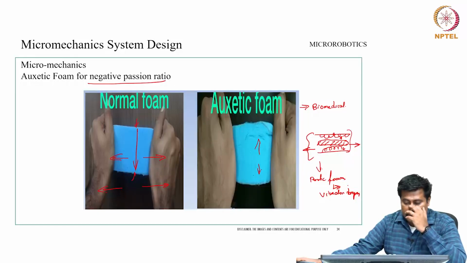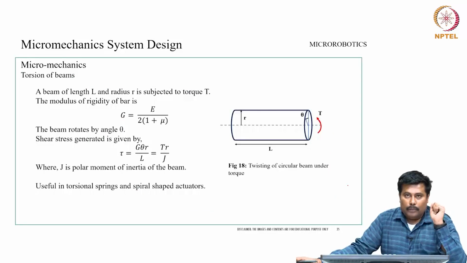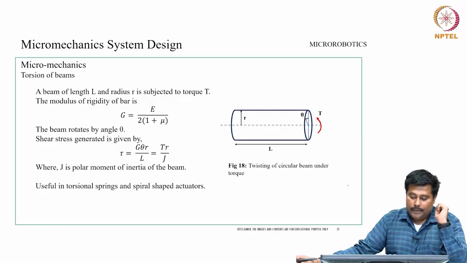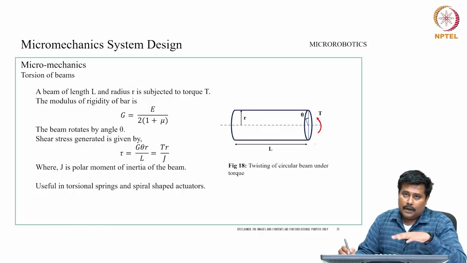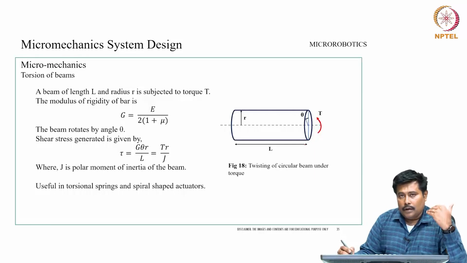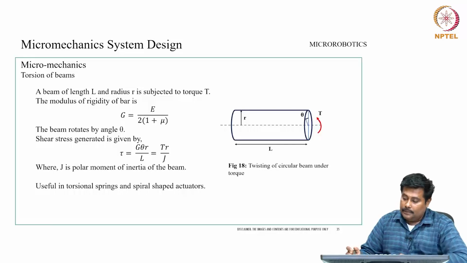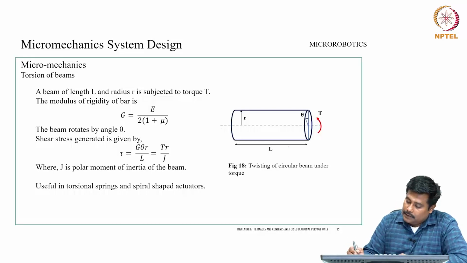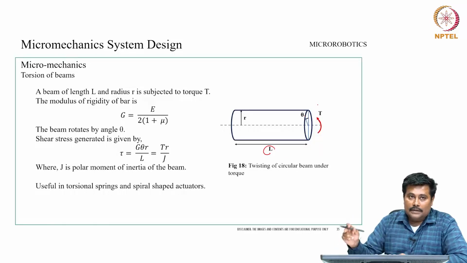Let us also look into some of the generic aspects related to micromechanics of torsion of a beam. Let us consider a simple circular beam. This is a simple fundamental which will give you an exposure to the micromechanic effects in different beams. In this circular beam, let us consider the length of the beam as L, the twisting happening at an angle theta, and R is the radius.